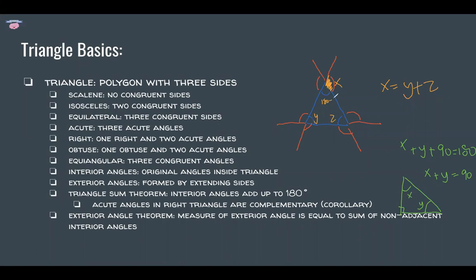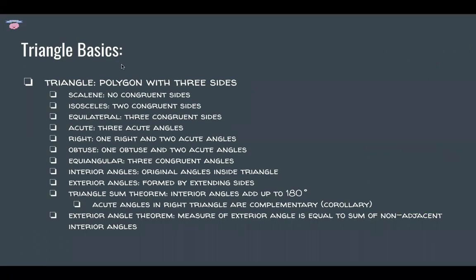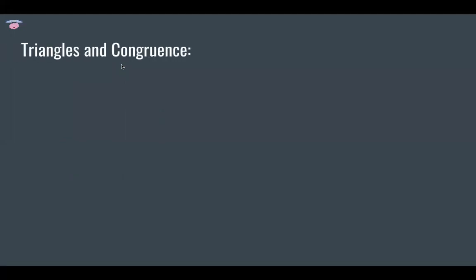180 minus x. So if we add all these together, 180 minus x plus y plus z is equal to 180. We see that y plus z minus x is equal to 0. So y plus z is equal to x, and that's what we were trying to prove. So that's the basics of triangles. Now we're going to talk about congruence and how that relates to triangles.